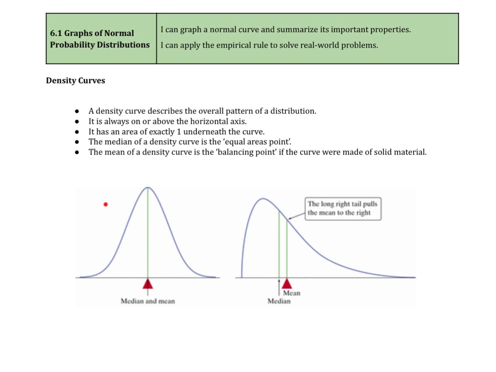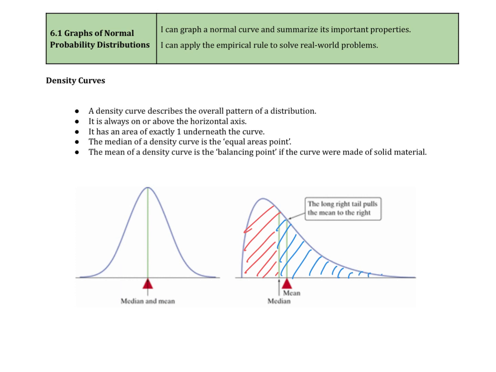So below are some examples of density curves. They are always graphed on or above the x-axis. The area inside each density curve will always be 1. The median of a density curve is the place that splits the curve into equal areas. So in this example over here, the area to the left of the median would be the same as the area to the right of the median.